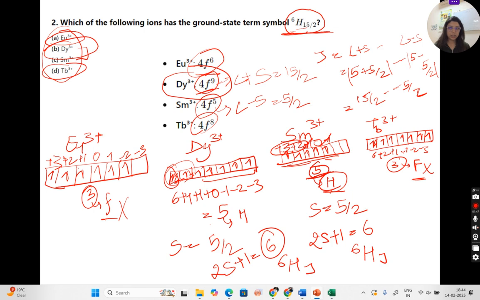Okay, I hope this question is clear, how we can calculate the ground state term symbol of all of these. If anyone has any doubt, I can repeat again.